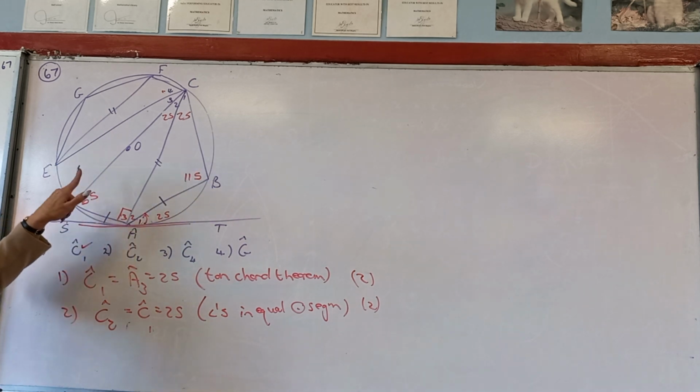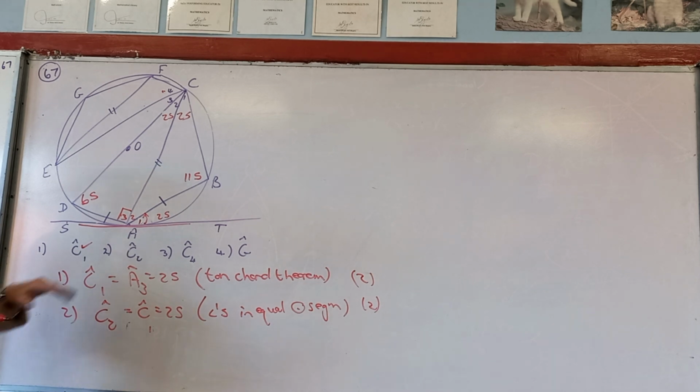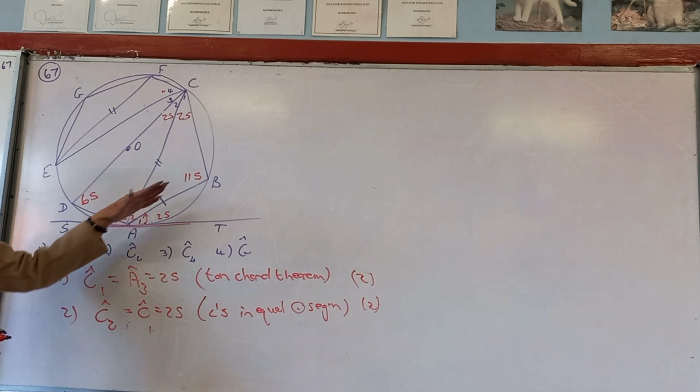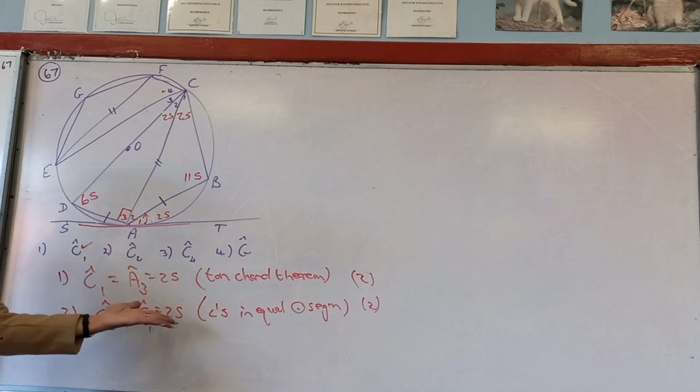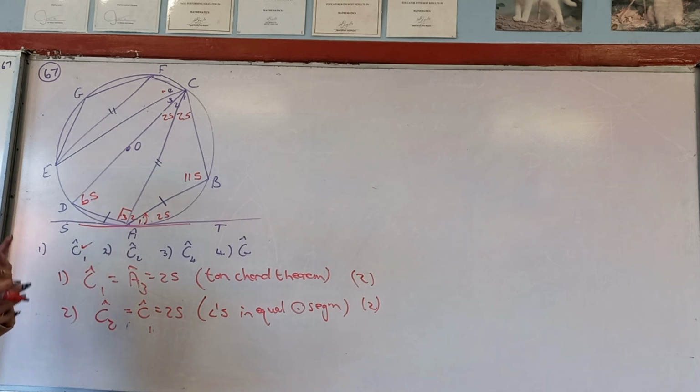Because opposite angles are supplementary. Please, they're not equal. Cyclic quad. Exterior angle of a cyclic quad. Why not? Because it's not one of the lines extended. Not one of the lines of the cyclic quad extended. So this is not exterior angles. Another tangent chord theorem, maybe. Isn't there another one, maybe?